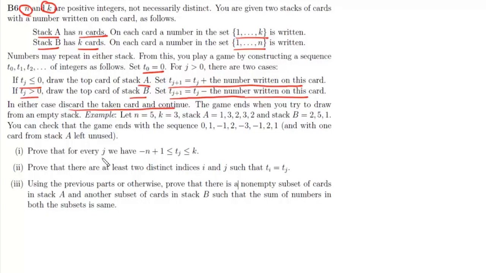Now in the first part, we need to prove that for every j, we have tj lying between minus n plus 1 and k. Now we'll prove this result using induction.